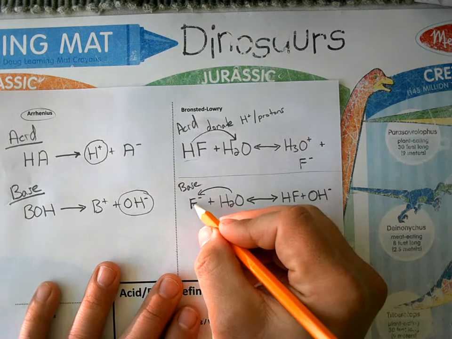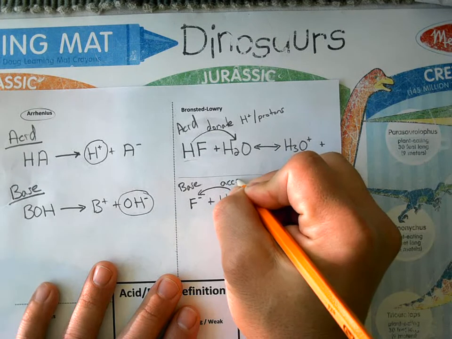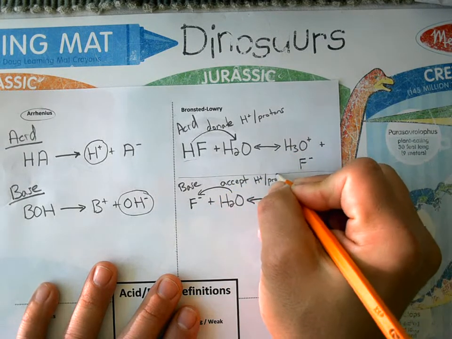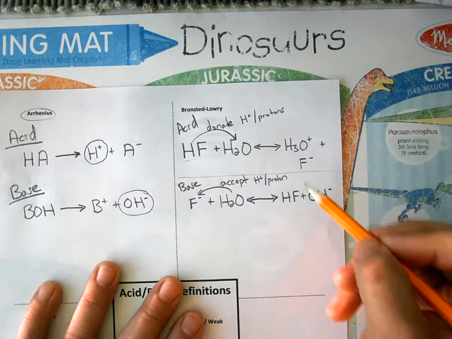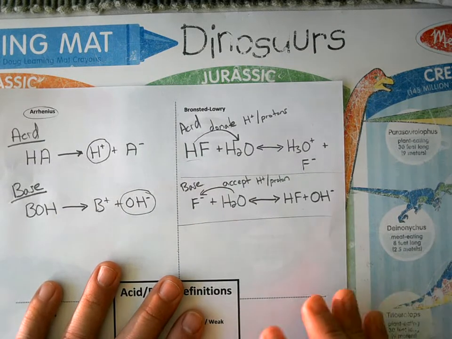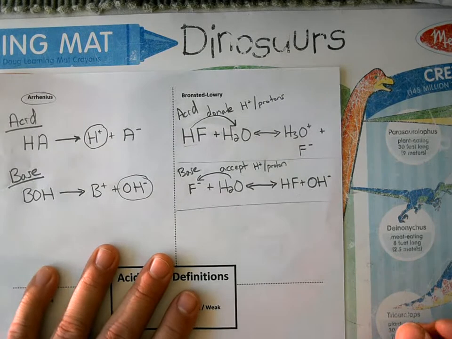Now the way to describe what's going on here, it's not donating. The word we commonly use is that it's accepting, or taking, an H plus or a proton. Now these first two examples, you might look at them and think, oh, it still kind of reinforces the Arrhenius definition of acids and bases. So let's look at a third example that's a little goofier.